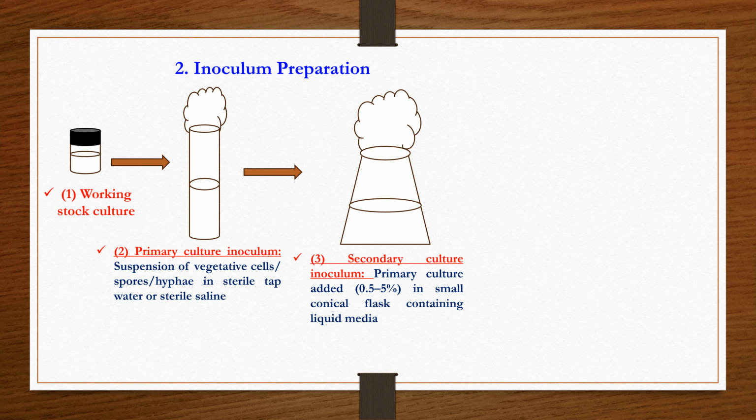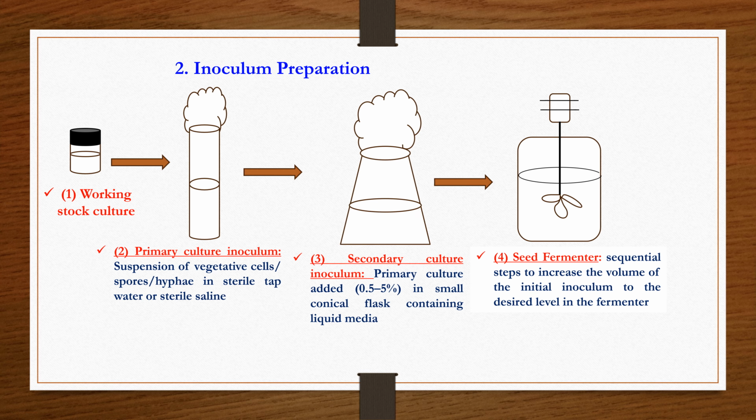Then the secondary culture inoculum is prepared from the primary culture in small conical flasks containing liquid media. Inoculum development is done in sequential steps to increase the volume of the initial inoculum to the desired level. That means finally a seed fermenter is used for inoculum preparation in a large volume. Fermenter capacity is increased according to the requirement of inoculum volume for the enzyme production process on an industrial scale.